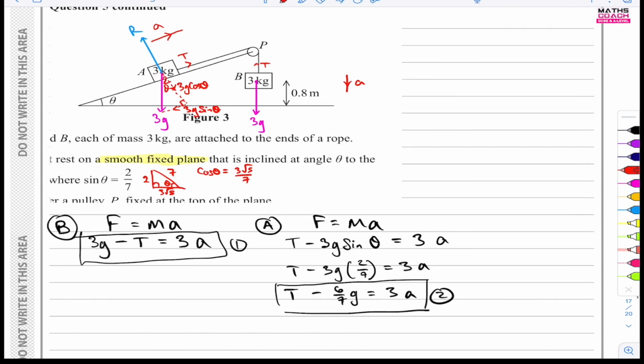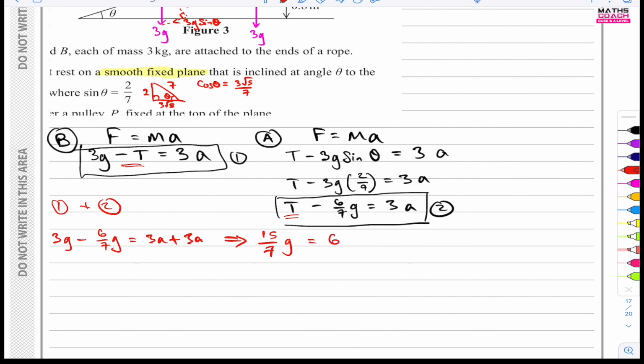So if we do equation 1 plus equation 2, we can see that the minus T and the plus T will cancel off. So we're just going to have 3g minus 6/7g equals 3a plus 3a. And if we simplify that, 3 minus 6 over 7 is 15 over 7g, equals 6a. So therefore, acceleration would be 5 over 14g. We just have to substitute this back into either equation 1 or 2.